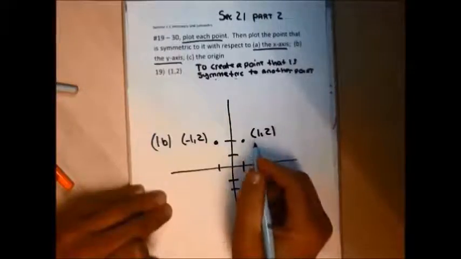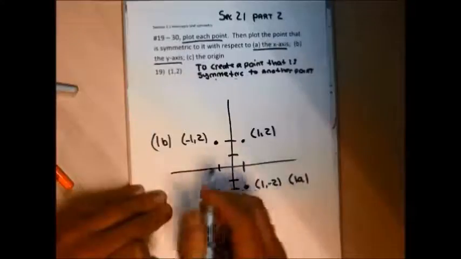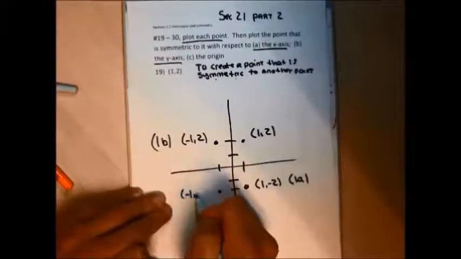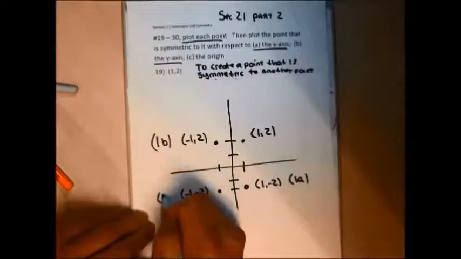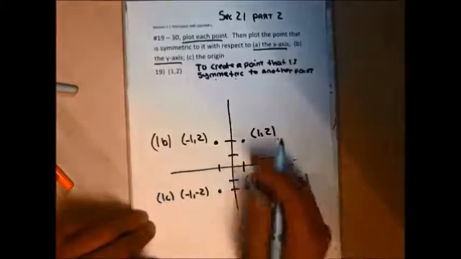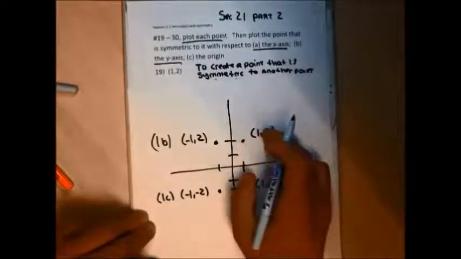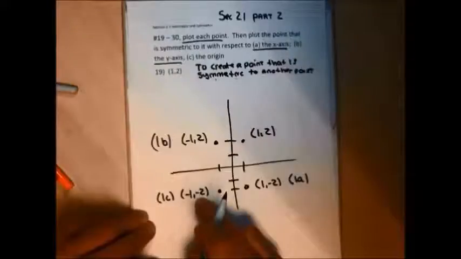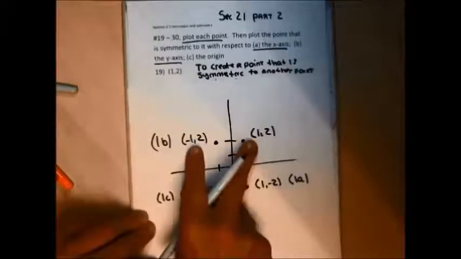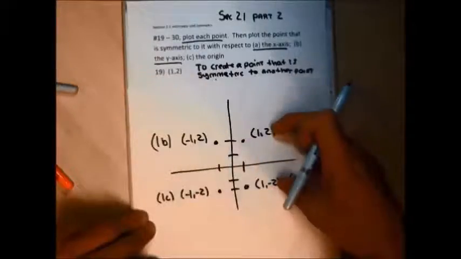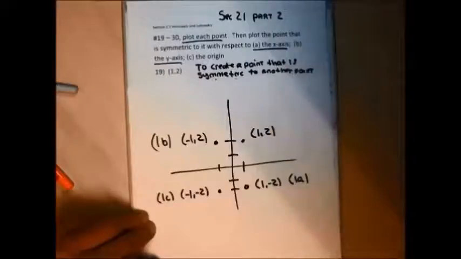And for 1C, I'm going to change both the x and the y. I'm going to get -1, -2. That's going to be my answer to 1C. These points, the point 1, 2 and -1, -2, with respect to each other are symmetric about the origin. The points 1, 2 and -1, 2 are symmetric across the y-axis, and the points 1, 2 and 1, -2 are symmetric about the x-axis.